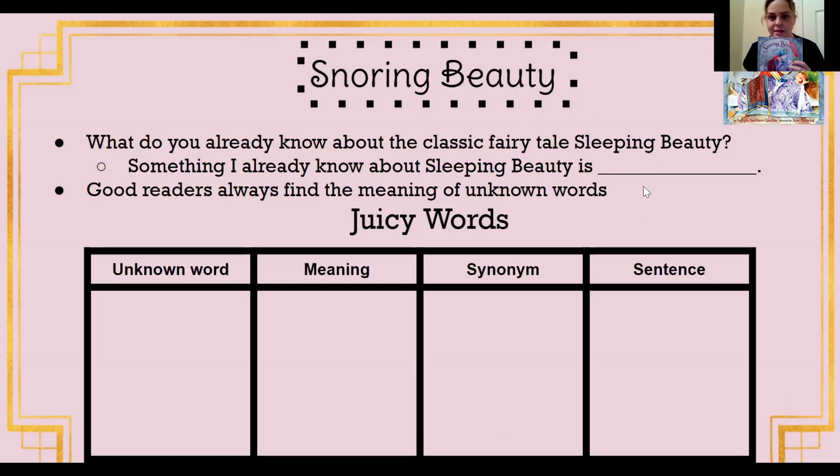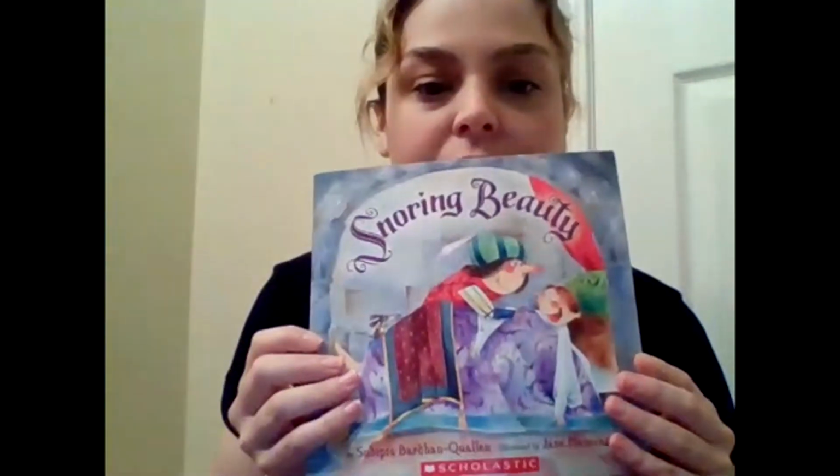And I'm going to just exit out of here so that you guys can see the story a little bit better. And then we'll come back to it. So this is called Snoring Beauty. It's another fairy tale adaptation. I'm so excited because I remember when I was a kid, I remember watching Sleeping Beauty and I just loved the story. So I really want you to notice the differences between the classic fairy tale and this adaptation.